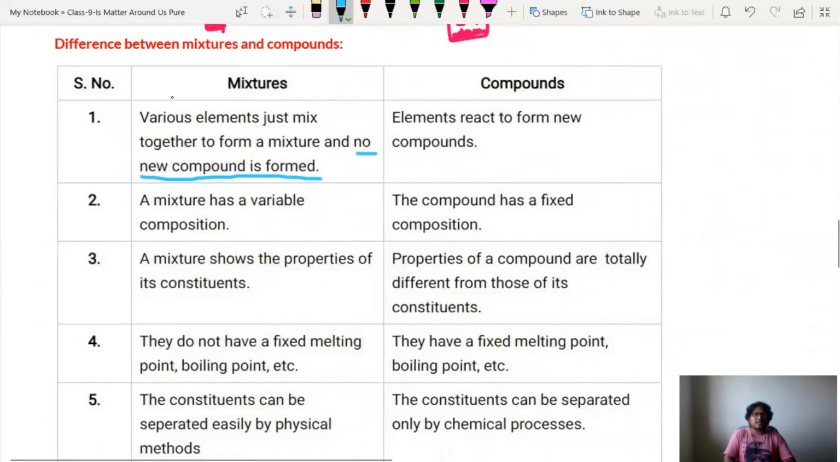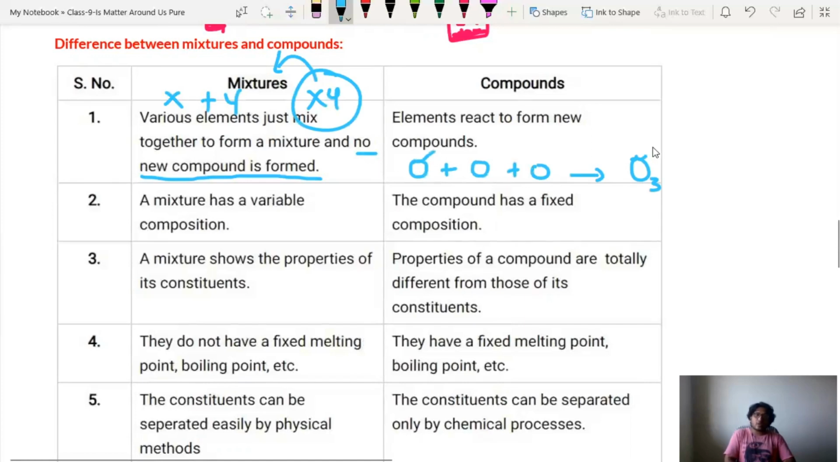Mixture in the sense, consider X is one type of particles, molecules, and Y is another type. We both will mix together, we will get XY substance, that is called mixture. And compounds, elements react to form new compounds. Here oxygen plus oxygen plus oxygen will form together to get ozone. Oxygen is different, ozone is different.